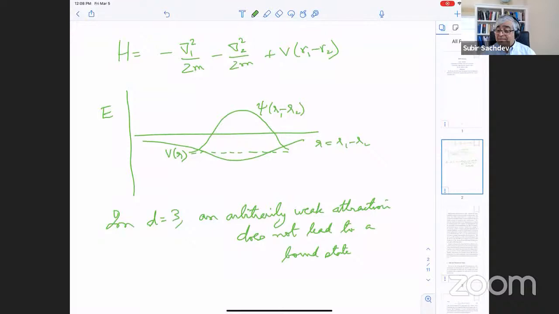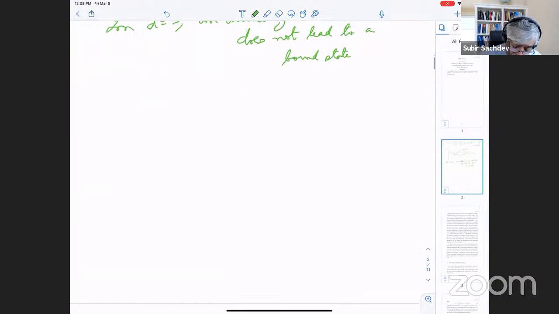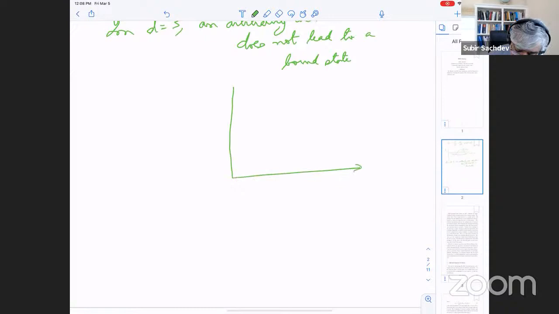We don't actually have just two electrons that are going to form a bound state. We also have a Fermi sea. So if this is momentum space, we have a Fermi sea of occupied states.